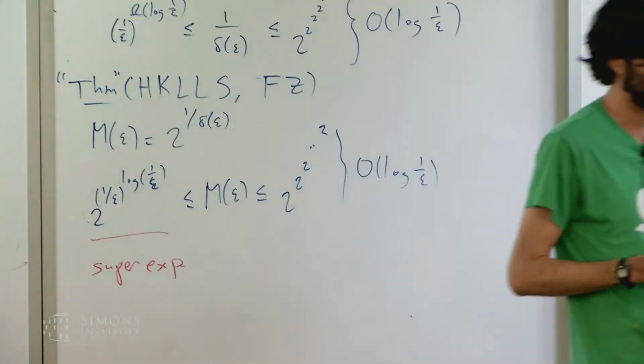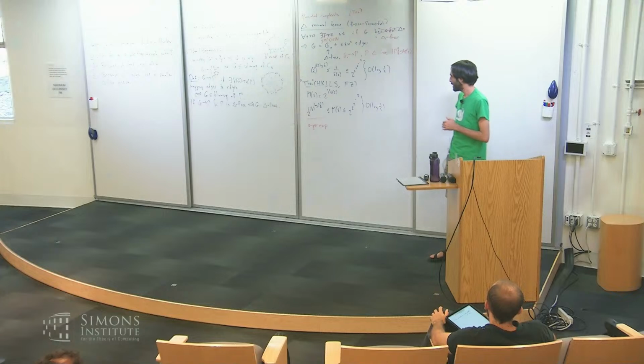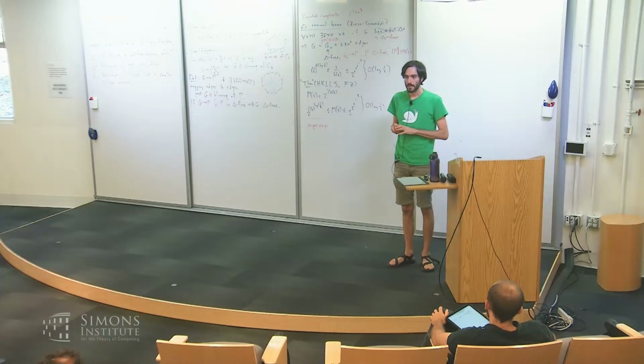OK. So any questions about that? Sorry, so these bounds on M are for triangle-free or even with the? Either one, actually. So for triangle-free, yeah. Any other questions?